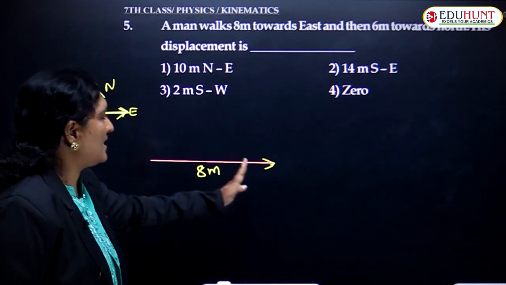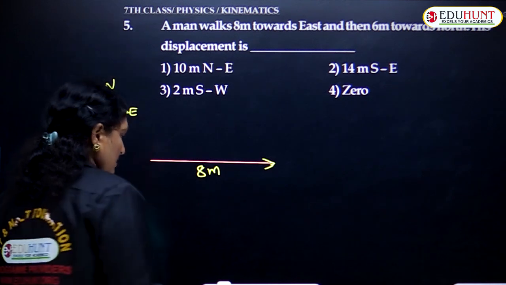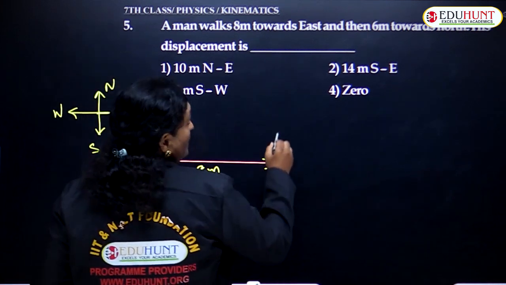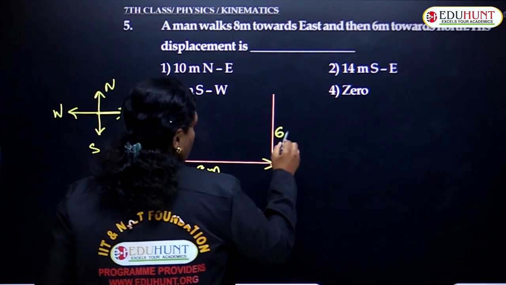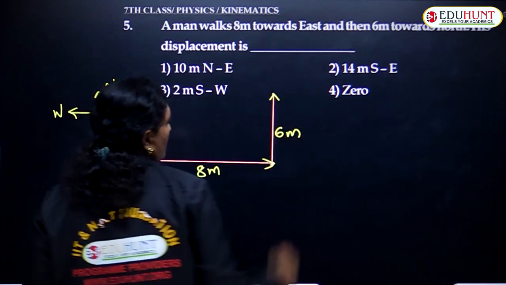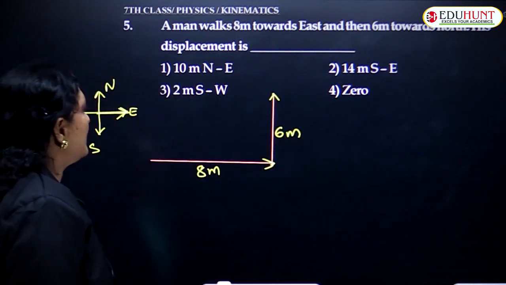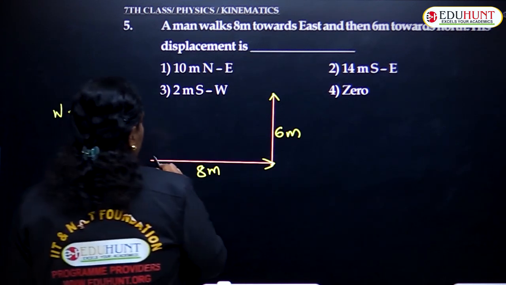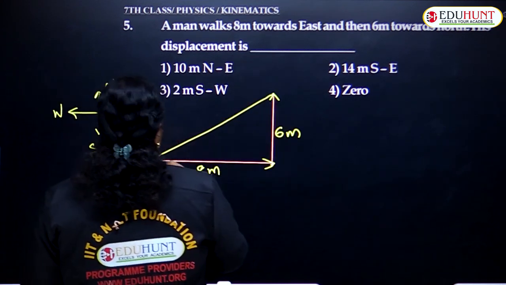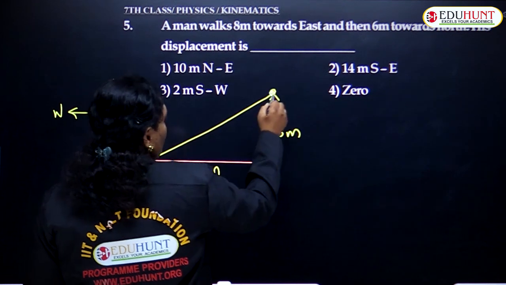From here he was heading north. North means upward direction. Again, how much, children? 6 meters upwards. This is your north direction. His displacement is, so let us try to finish up the triangle. Join from initial position to final position.